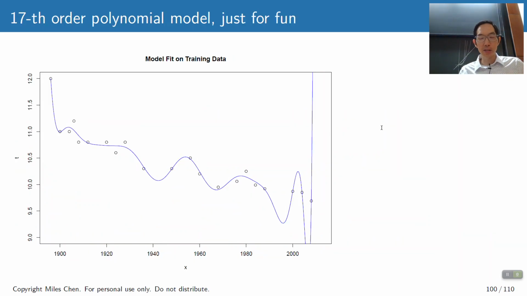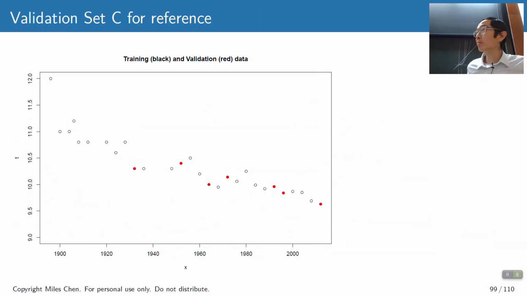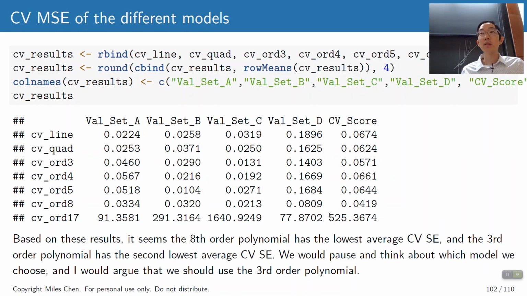So here's the original data. Okay. And validation set C are these 7 red dots. The variation of set D is a little bit lower than others. What do you think? What is special about validation set D? What do you think?